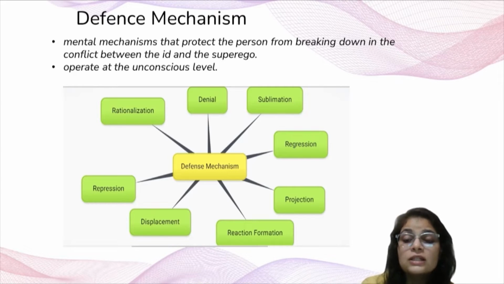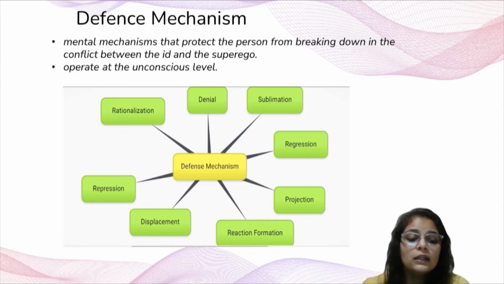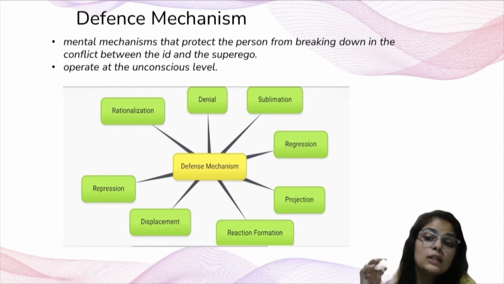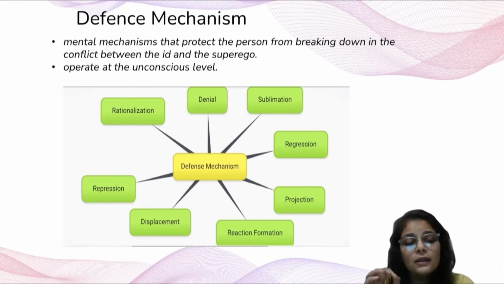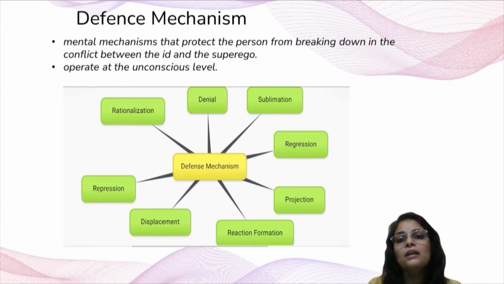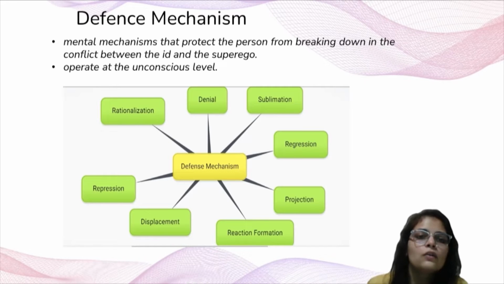Moving ahead with sublimation. Sublimation is a very healthy defense mechanism, and it can be understood as channeling one's undesirable impulses into more socially acceptable or desirable ways. Like when you are angry with your partner, or you get a low score on the marks, so you are sad. So you channel your sadness or anger into something that is socially acceptable, like playing games, doing sports, or listening to songs.